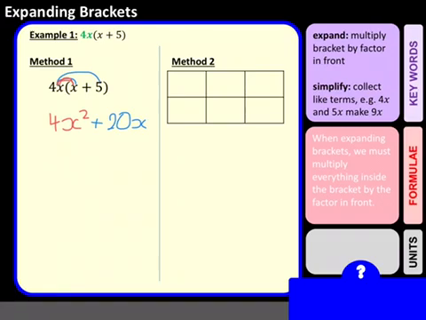In method 2, we have to set up the grid first. So 4x is what we're multiplying by, and we're multiplying that by x plus 5. So we set our grid up with a multiplication, we're timesing by 4x, and we have x plus 5 in the brackets. And then all we do is just apply that multiplication. So x times 4x gives me 4x squared, and then 5 times 4x gives me 20x. So I still get exactly the same answer using both methods, just slightly different ways of doing it.